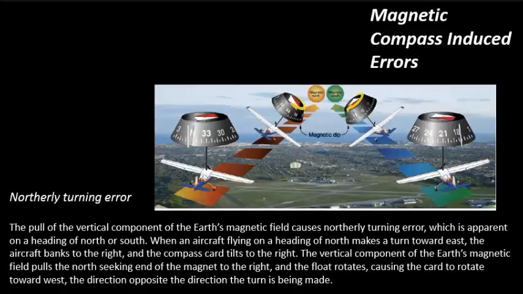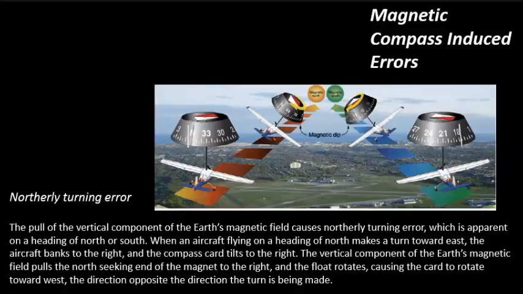Alright, northerly turning error. Due to that magnetic dip, what's going to happen is, and just visualize as I talk to you, my nose is pointed north, on my right is eastbound, on my left is westbound. If I try to make a turn to the east, meaning a right turn, the compass is actually going to indicate a turn to the left, west a little bit. It's going to lag.